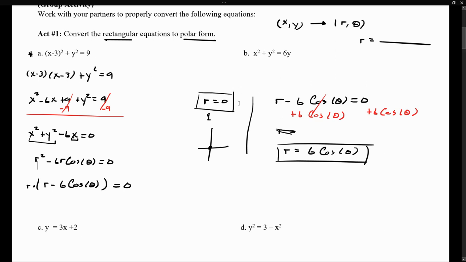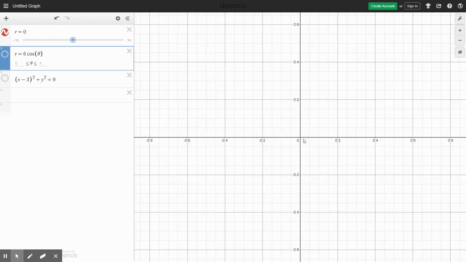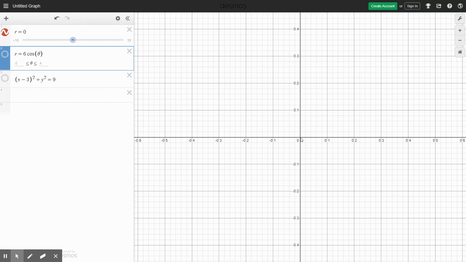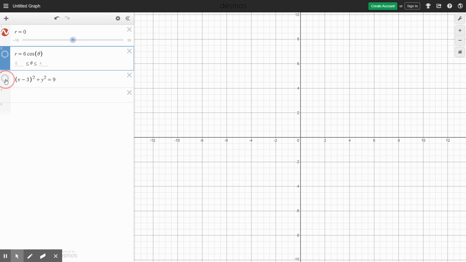If we graph them, let's go to our Desmos activity here. Notice that the point r equals 0 is literally just a point at the origin. That's all it is. But if we graph the function that we were given initially, notice that this is a circle, 3 units to the right. I'm sorry, it's a circle, not an ellipse. And then if we graph our result, 6 cosine of theta, notice that they match.